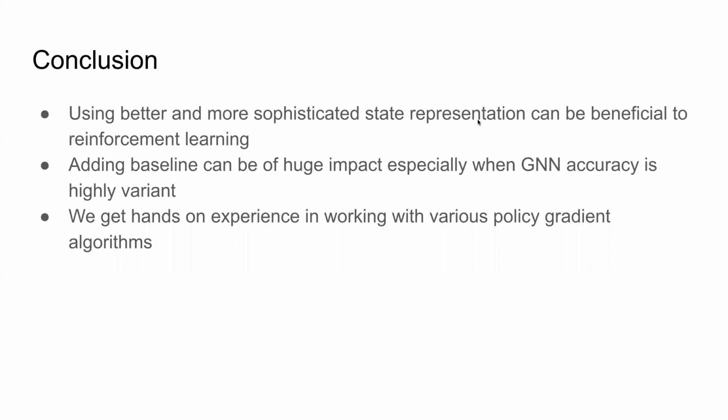So in conclusion, we can see that using better and more sophisticated state representation can be beneficial to reinforcement learning. And adding a baseline can have a huge impact, especially when GNN accuracy is hugely variant. And we also get some hands-on experience in working with various policy gradient algorithms. And we can see that policy gradient methods that reduce the variance are helpful for this GNN network.